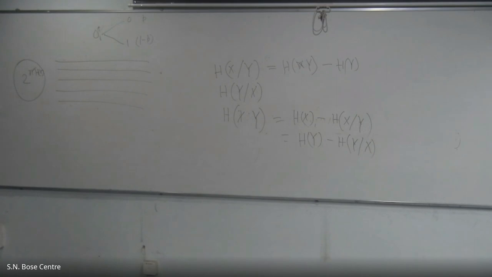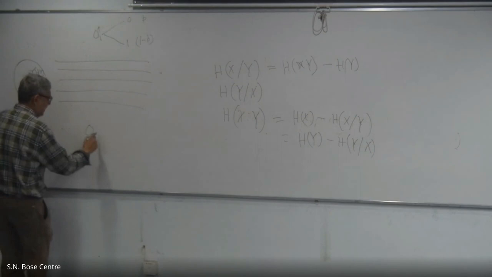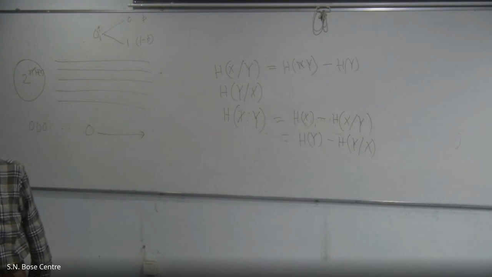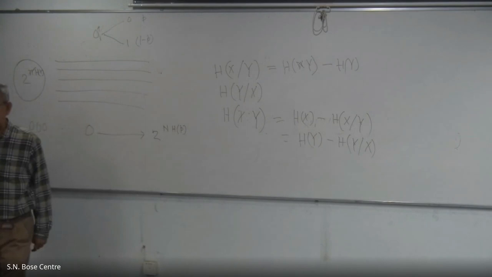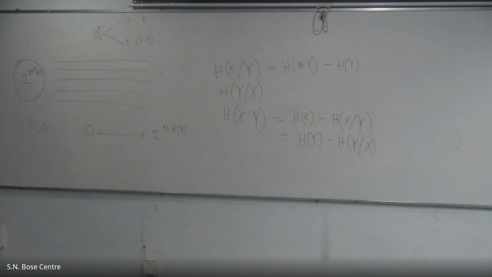That means, if all are zeros, how many sequences will it go to? You will get 2 to the power nH(p) number of possible strings. And again, I told you that I will always consider there's a chance that all zeros will correctly pass to the other side. But it is not in my typical set, so I will not consider it. I will consider only typical sequences.